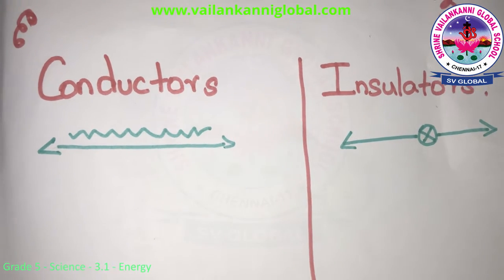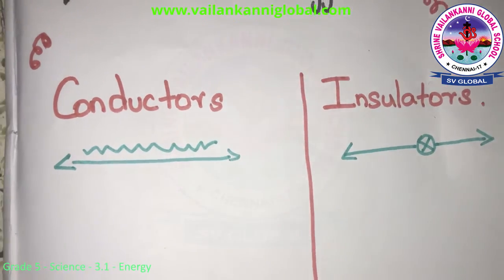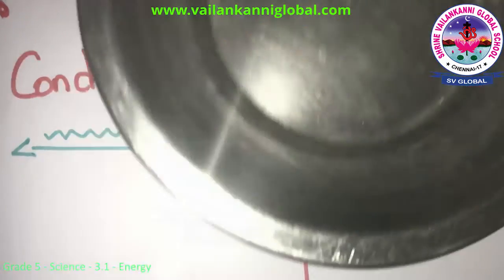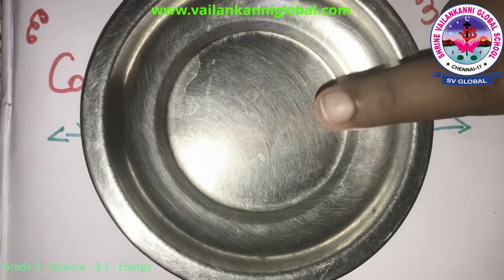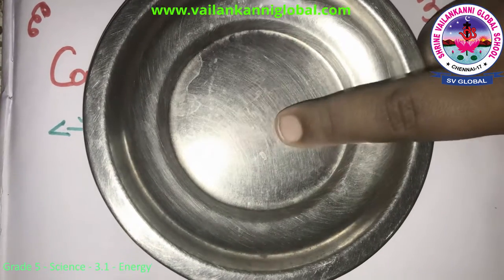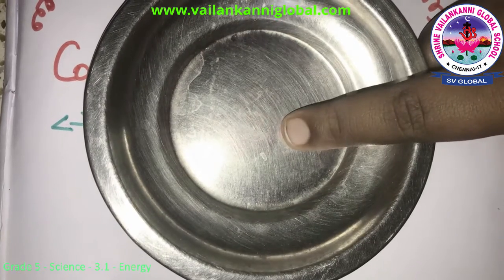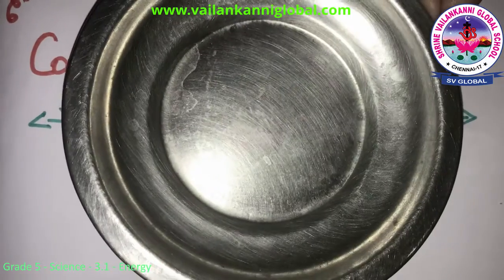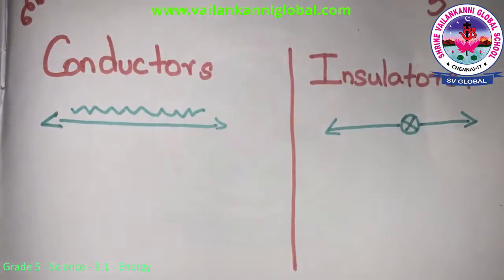For example, we saw in the previous video where I boiled water on the gas stove. I used a steel utensil just like this to boil water. So it transferred heat from the stove to the vessel and boiled the water. This is a very good example for a thermal conductor.